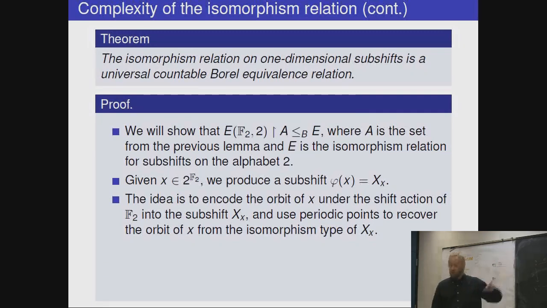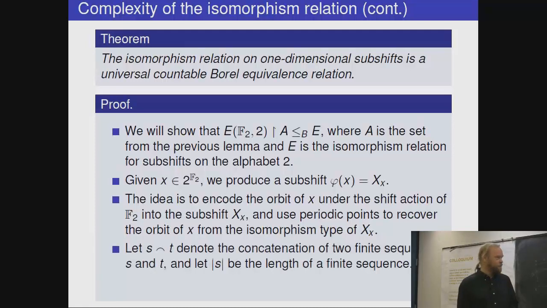shifts in the sense of F2. If two things were shifts in the sense of F2 of one another, the corresponding subshifts we can rearrange in a nice way to get an isomorphism of the subshifts.